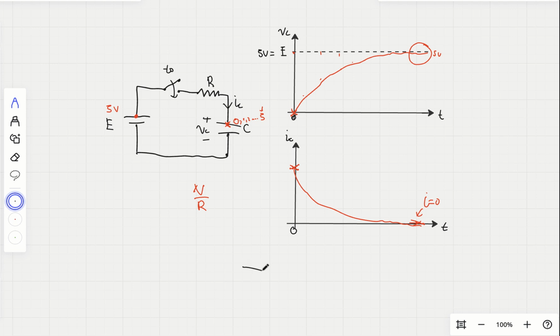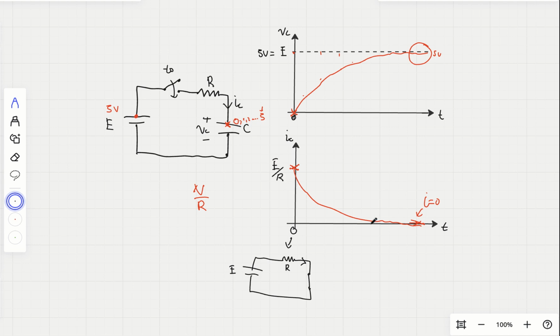Okay, if I redraw the circuit at time equals 0, we can actually replace the capacitor with just a wire. Okay, there's no potential difference across it, and we can find the current here using Ohm's law. The voltage is E, the resistance is R, so the current at time 0 is just E over R.